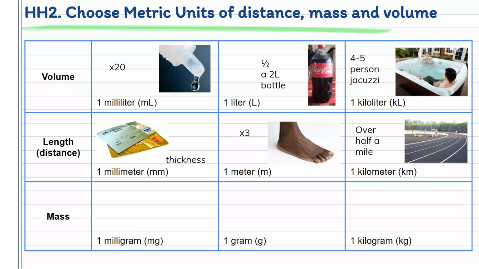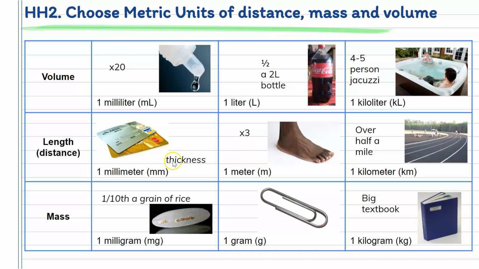For length, once again, it describes distance or how far something is or how long something is. The thickness of a credit card is roughly that of 1 millimeter. For 1 meter, it's roughly a little bit over 3 feet. So I just had a picture of a person's foot there. And 1 kilometer is a little bit more than half of a mile, which is the reason why I reused that picture for this diagram there.